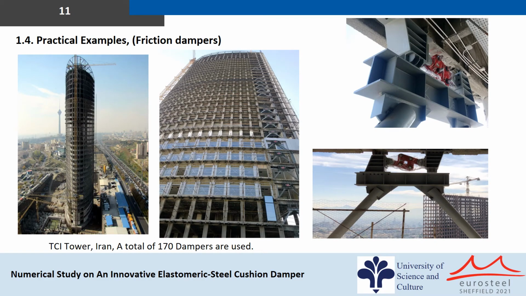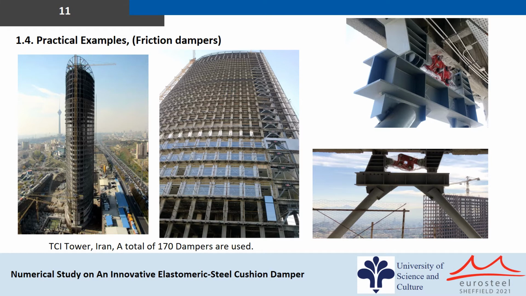A unique application of friction dampers in high-rise buildings is TCI Tower, located in Tehran, Iran. This building is located in the high seismic risk zone of Tehran. The tower has 36 stories and total height of 116 meters from the footing.